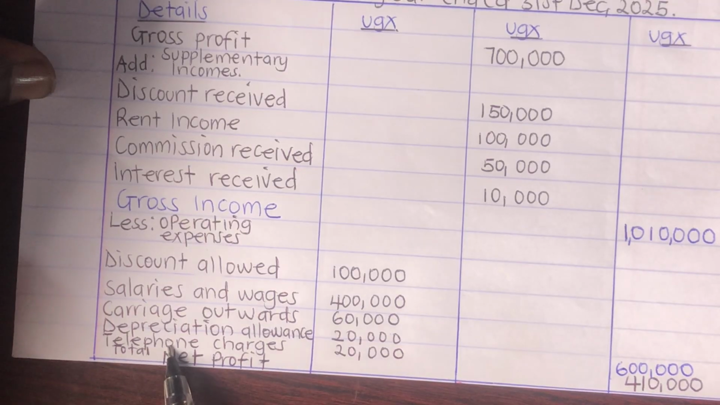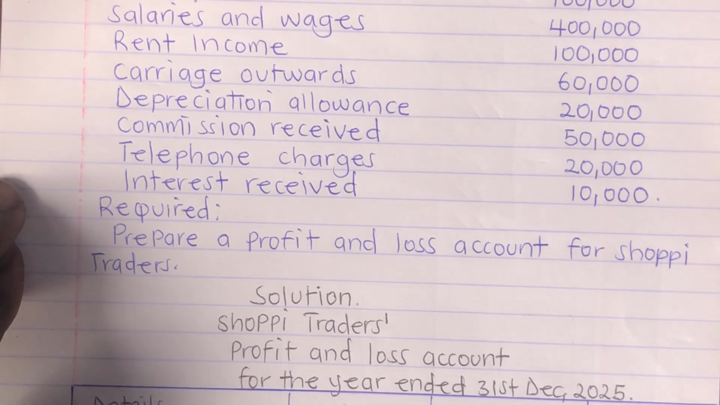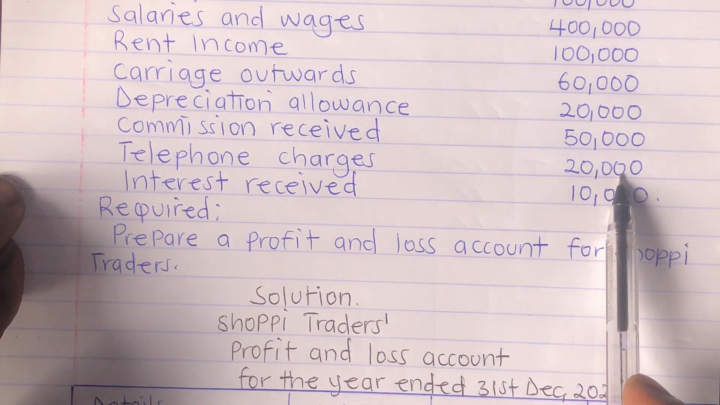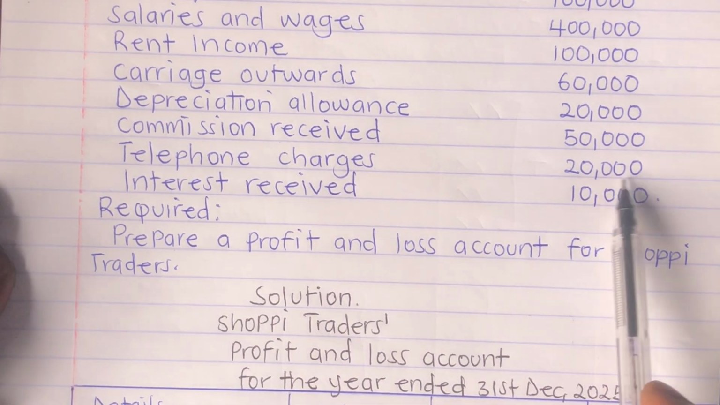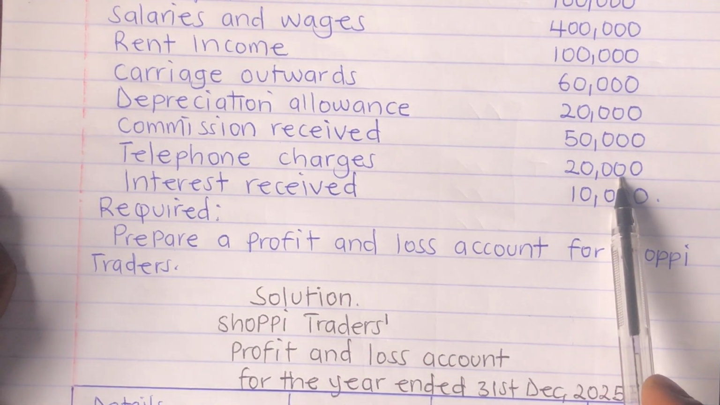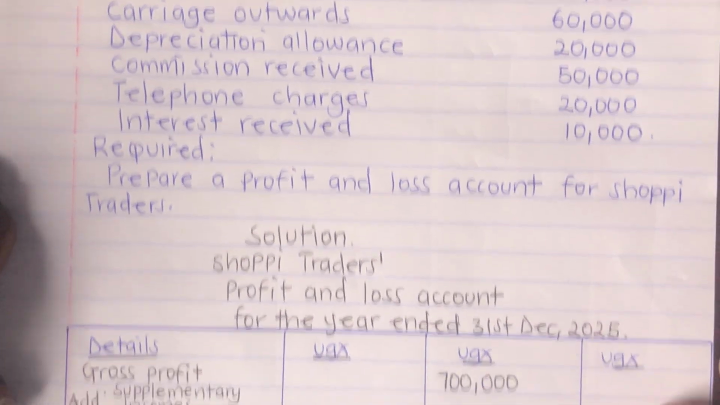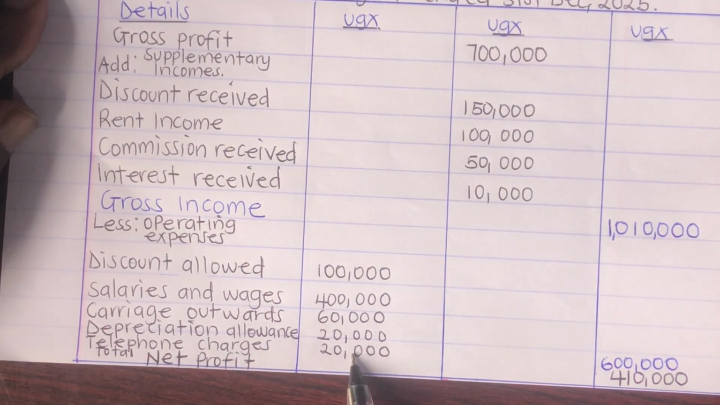Then we also had telephone charges from our examples. These are expenses paid for the phone calls made, like airtime and all that, by people in the business. Coordination always requires airtime, so businesses always incur telephone charges by buying airtime for their employees for easy communication. So we list it here. Telephone charges were 20,000.